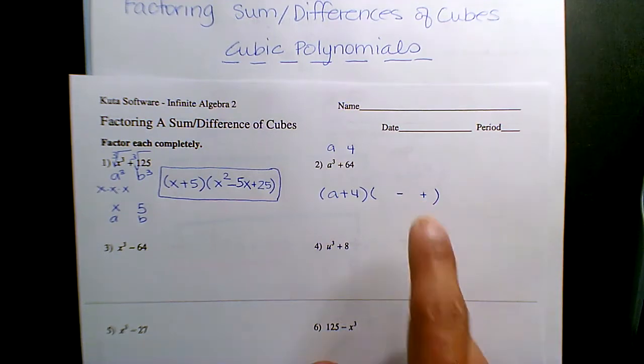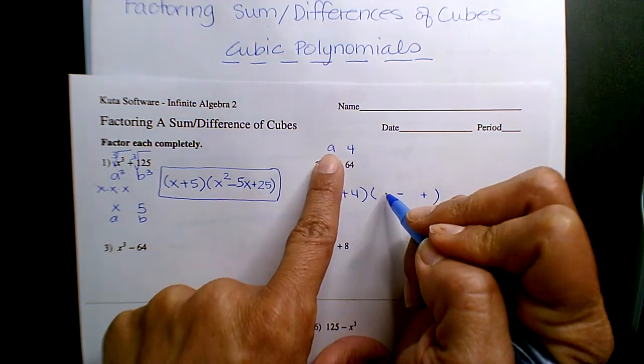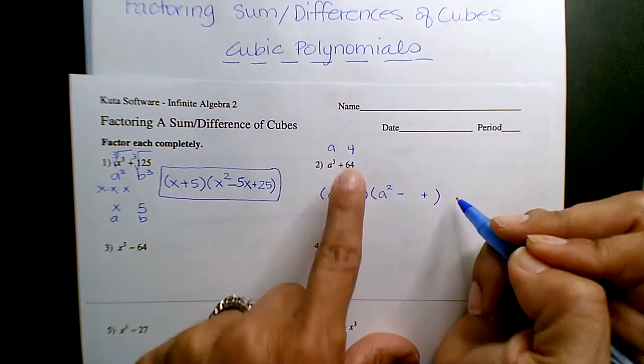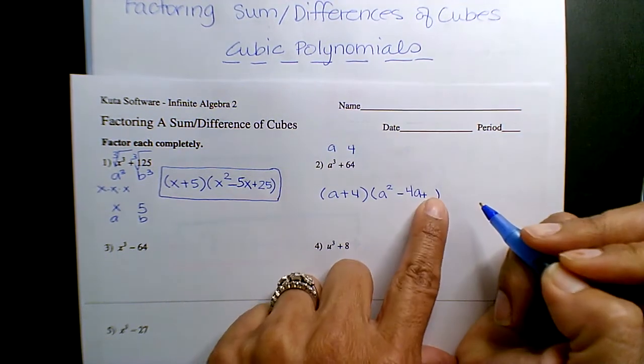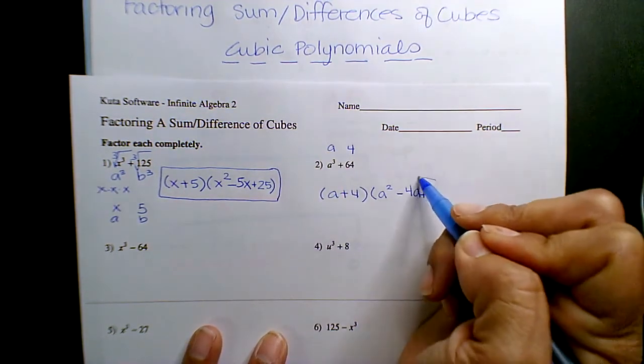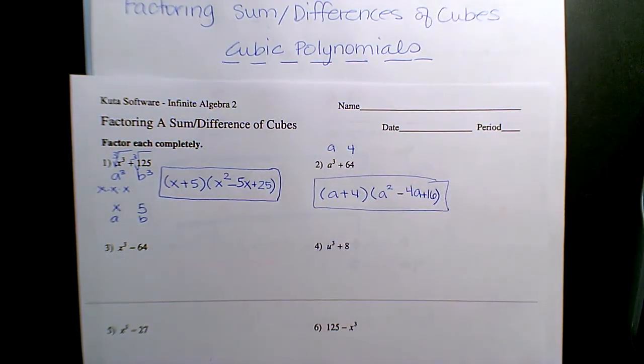So what is a squared? A squared. This is a times b. So what's a times 4? 4a. And then what's b squared? 16. And so that is your factorization. We'll go to 5 next. It's not bad, right? You can just mess up the signs. That's really it. So it's just the signs.